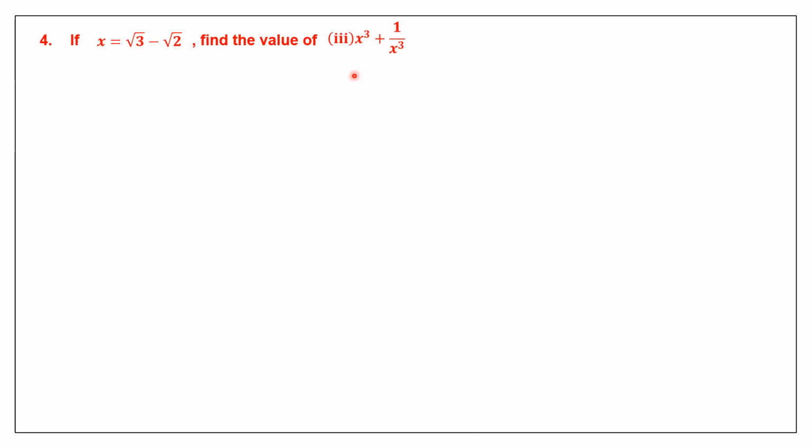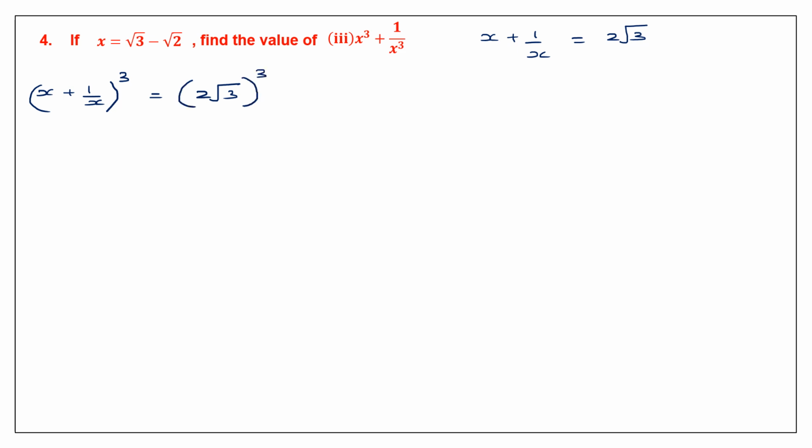The third part of this question is find the value of x cube plus 1 by x cube. Again, we're going to make use of x plus 1 by x, which we found in the beginning, which is 2 root 3. So let's write that here. x plus 1 by x is equal to 2 root 3. Now we need to find x cube plus 1 by x cube. So we're going to cube both sides. So we're going to say x plus 1 by x the whole cube is equal to 2 root 3 the whole cube. So both sides we are cubing.